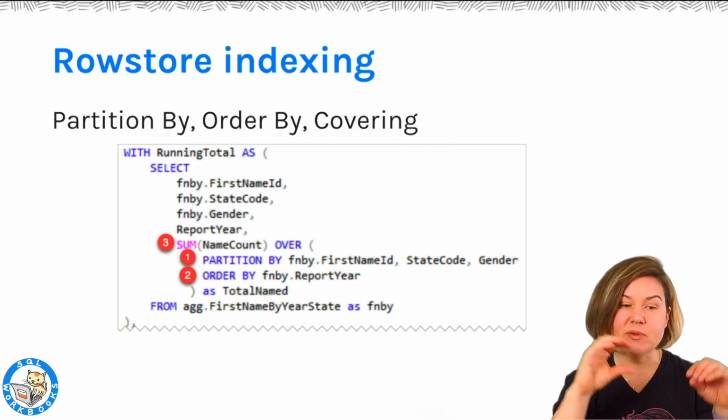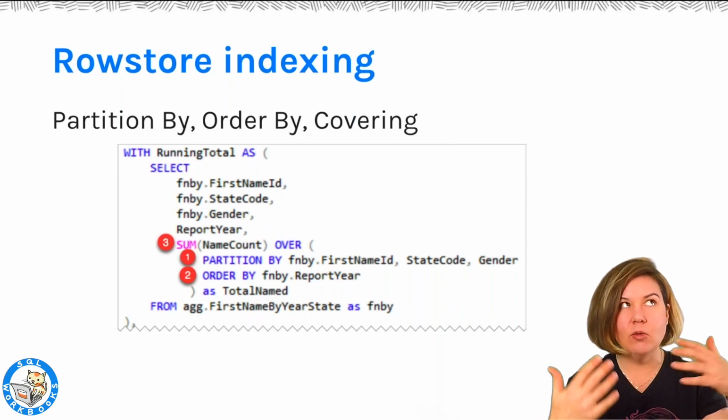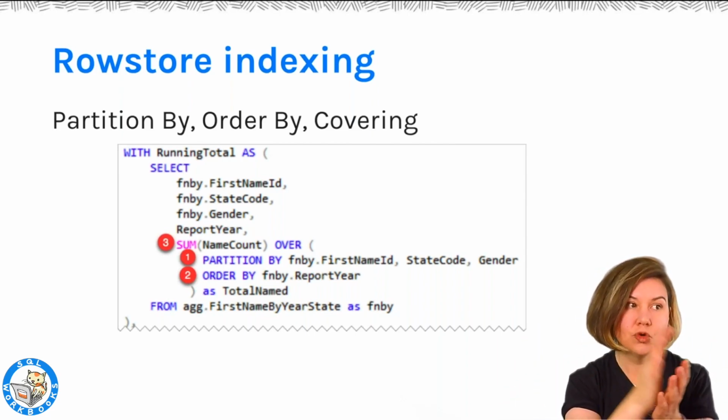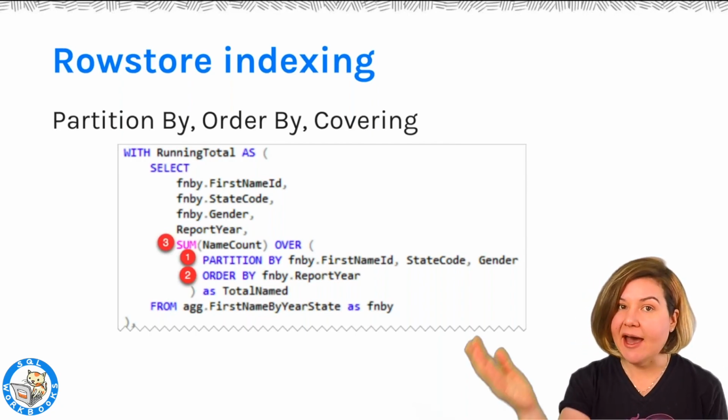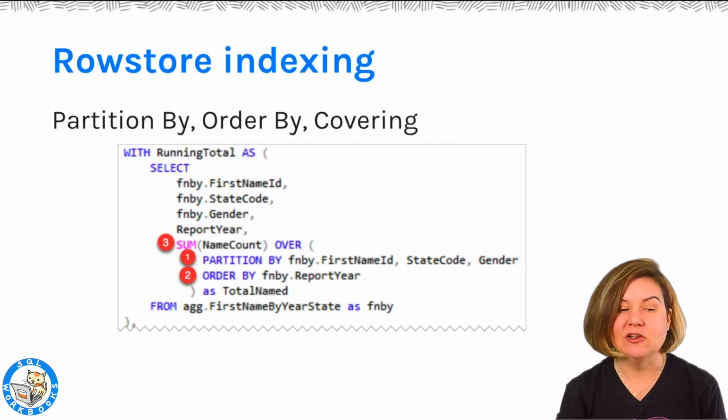And that makes sense because when we partition by and order by, we're talking about what are the sets that we need to group or order. Those are key columns. Covering the name count prevents it from having to go back and look up rows in the base index.